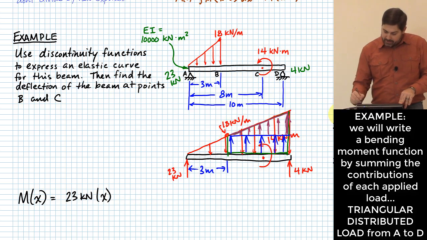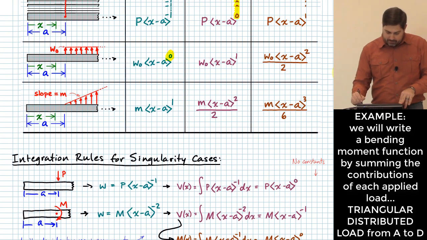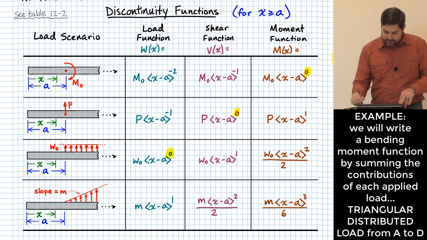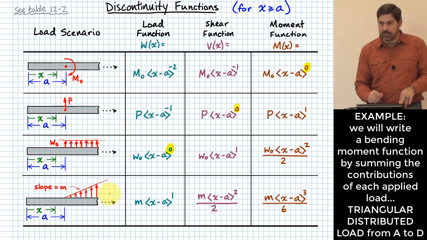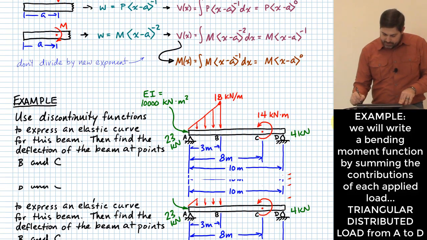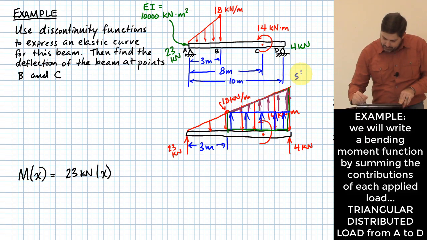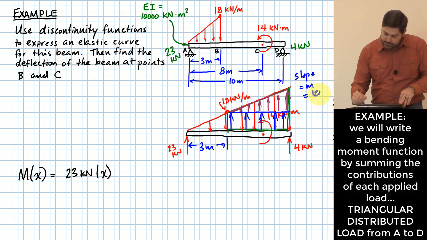So let's go back up and figure out which of these cases would deal with that properly. It would be this last one here, right? What do I need to know if I'm trying to get my moment function? What's m? Slope, and it's specifically talking about the slope of the curve that describes this distributed load, right? For our problem, how do we determine what that slope is? We go over here, slope, m, 18 kilonewtons per meter, divided by 3 meters, right?